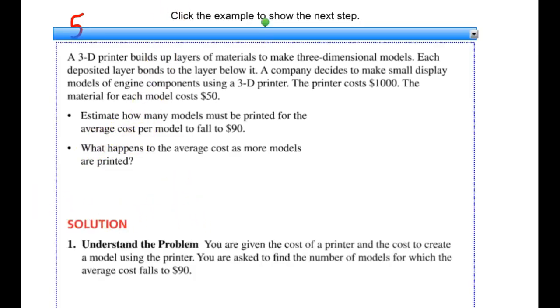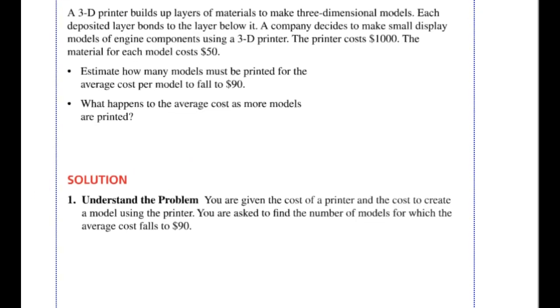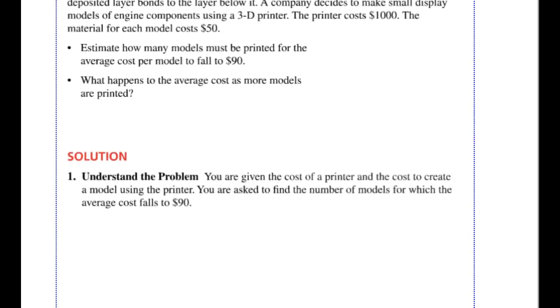So the first thing we have to do is kind of figure out what we're looking at. So I am told the original cost and the cost to make each model.